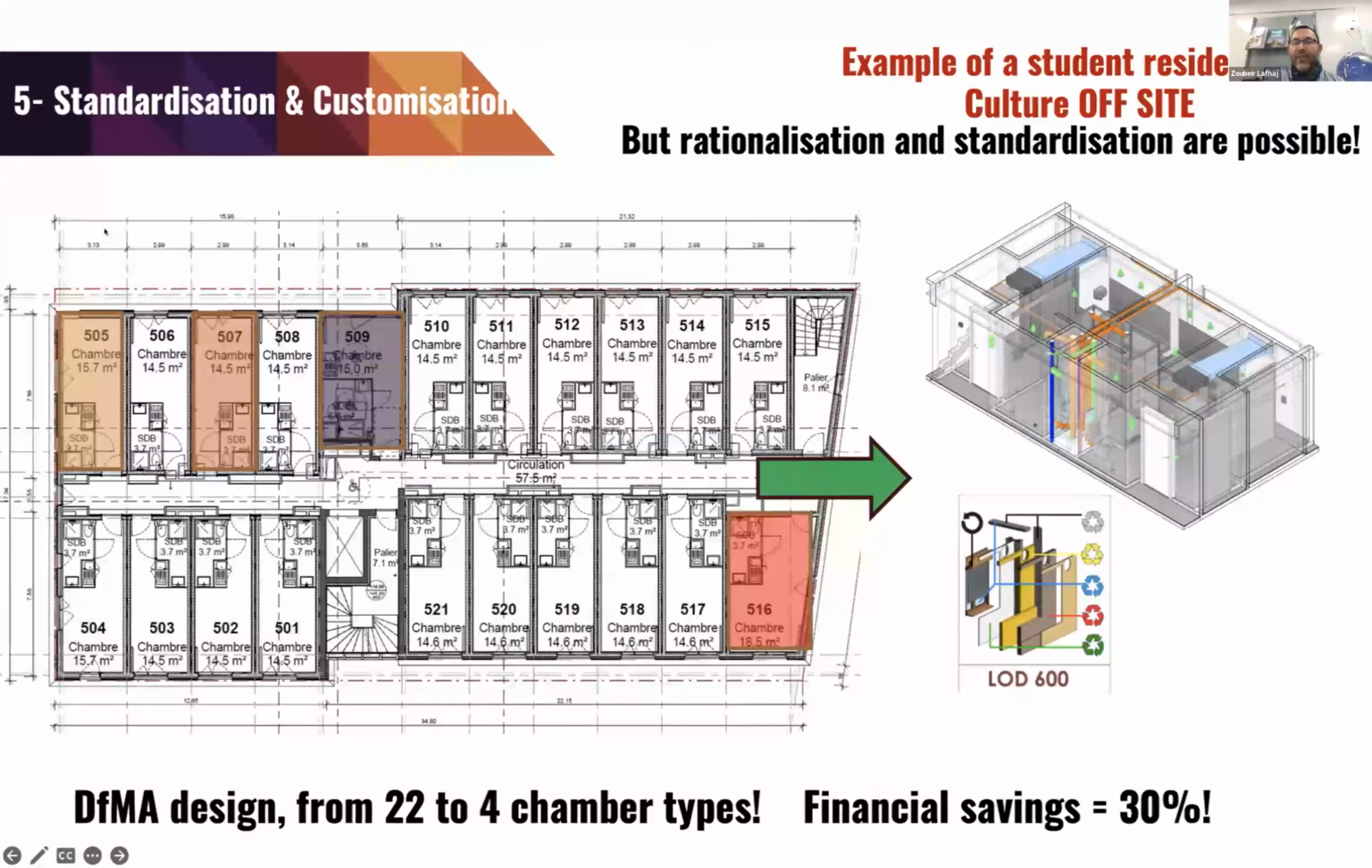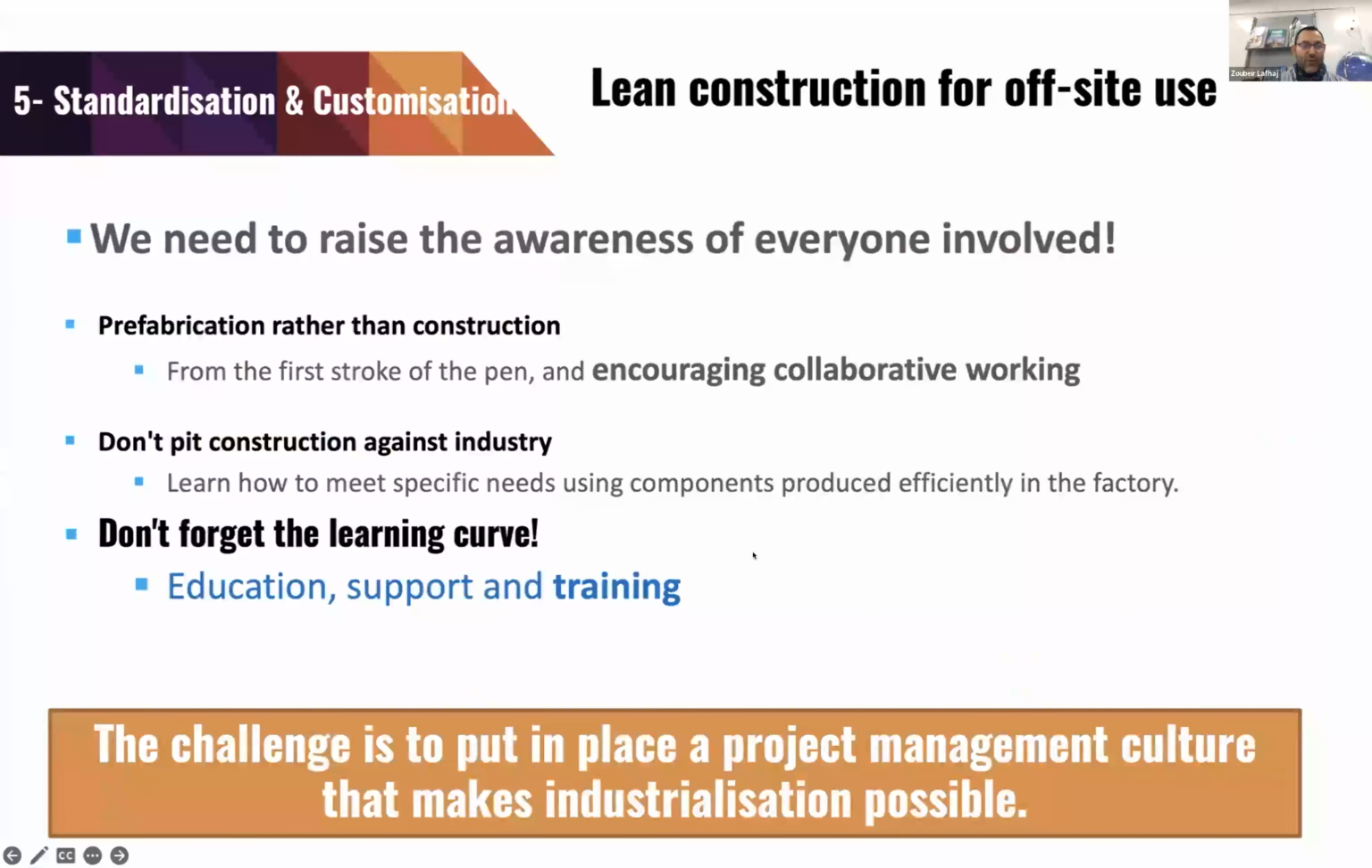But rationalization and standardization are possible too. So the design for manufacturing went from 22 to 4 chamber types, and there is a financial saving of 30%. We can go through this example after that in the questions, or if any contact with me.